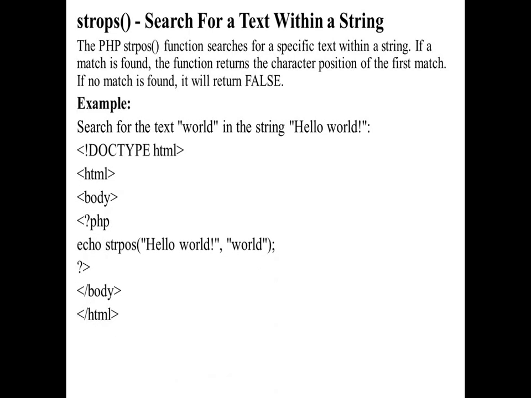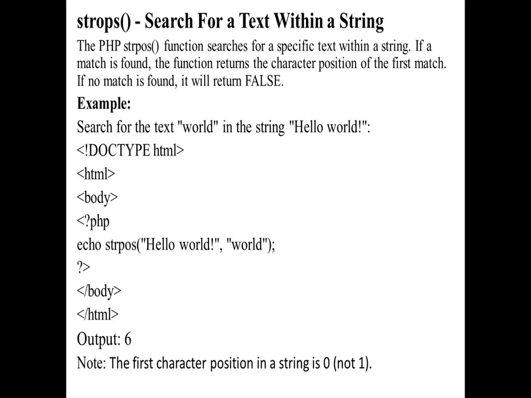Let's have an example. We are searching in hello world, and in that I'm searching for world. What is the position of world? Let's see: 1 2 3 4 5, then space, and then W. It is found at the 6th position, so the output is 6. Just remember, the first character position in a string is 0. It does not start with 1.